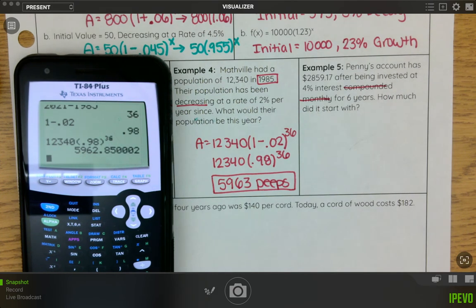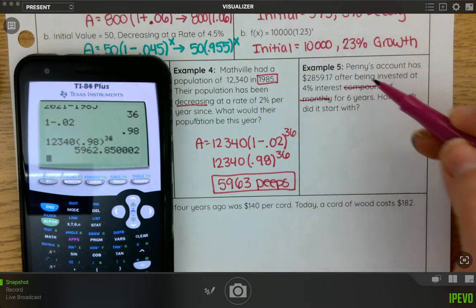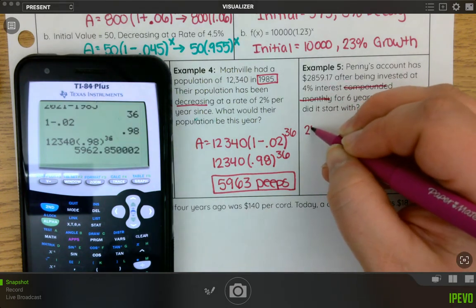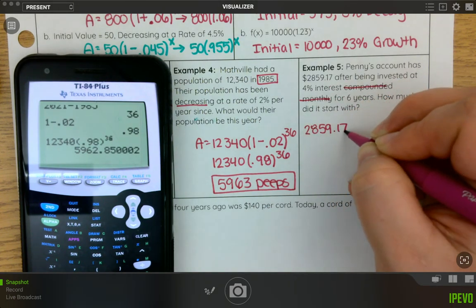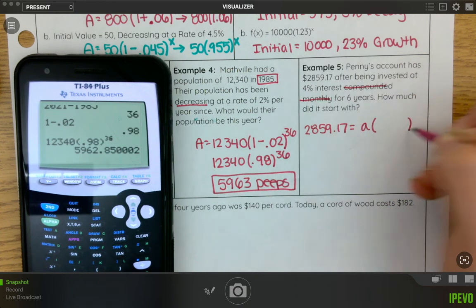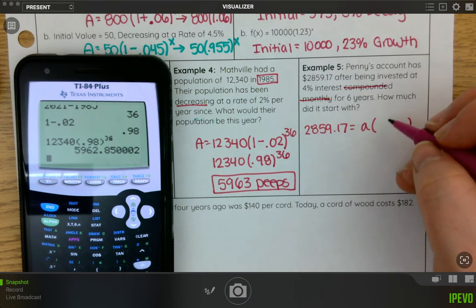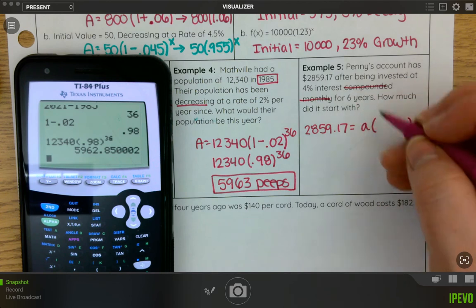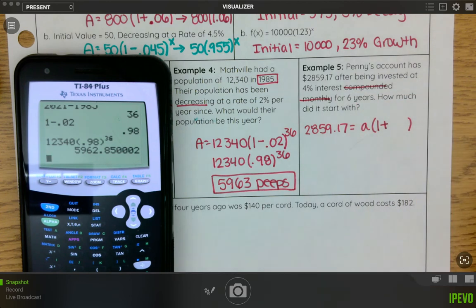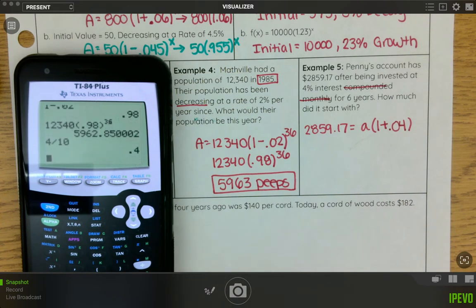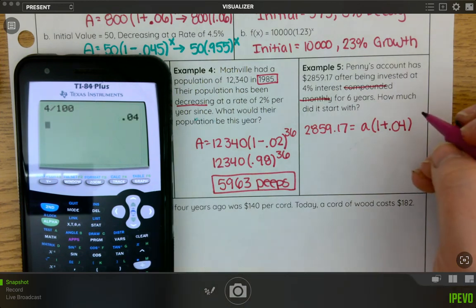So Penny's account has this much money after being invested. We don't know how much it started with. So this number is going to go on the left. We don't know how much it started with here. We do know that it's going up because it's getting interest. So 1 plus 4% as a decimal is 0.04. Okay. And then we know that the time was 6 years.